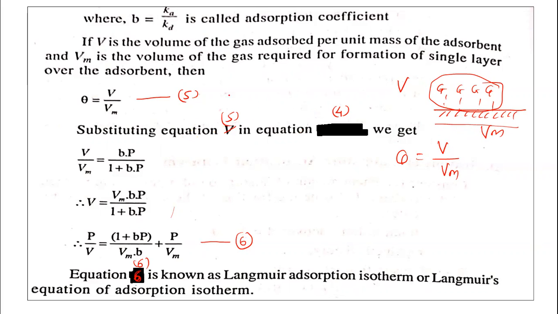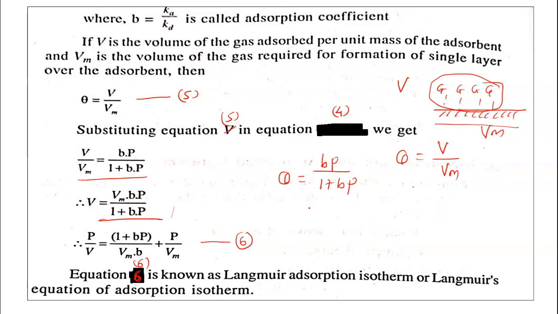Previously we have written theta equal to b into p divided by 1 plus b into p. Now we can put theta equal to V upon Vm. So we get V upon Vm equal to b into p divided by 1 plus b into p, where b is a constant here. Now let us simplify this equation. V is equal to Vm into b into p divided by 1 plus b into p.